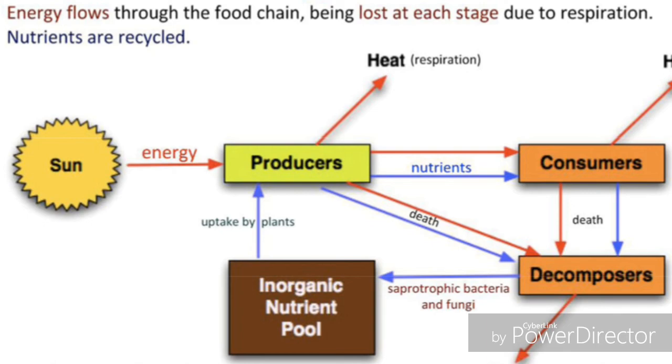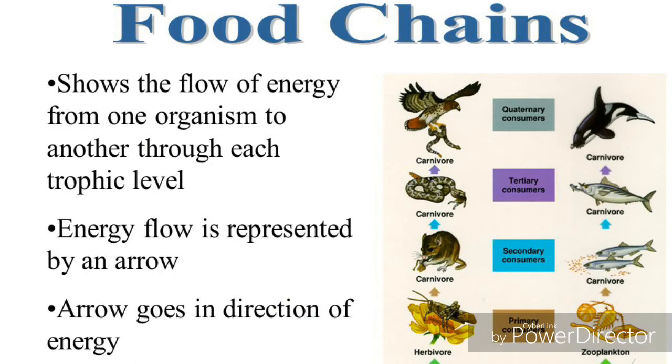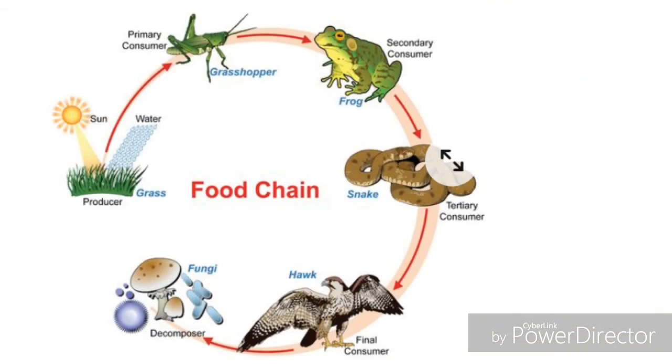A food chain shows the flow of energy from one organism to another through each trophic level. Energy flow is represented by an arrow. The arrow goes in the direction of energy. This picture shows one food chain in a grassland ecosystem, the flow of energy from producers to consumers and to decomposers.